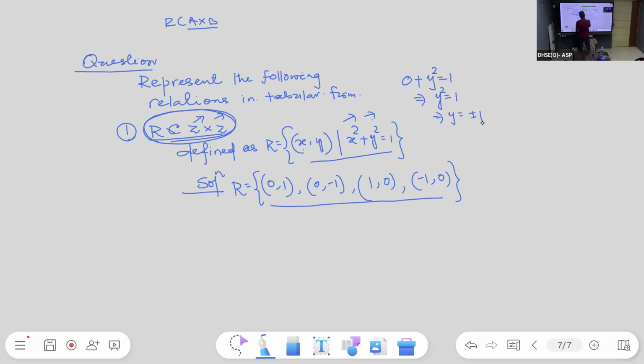So if we take x is equal to 0, then y is equal to 1. If you take x is equal to 0, then y will be minus 1.